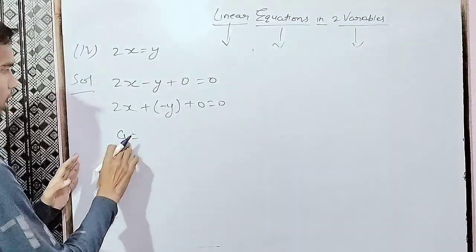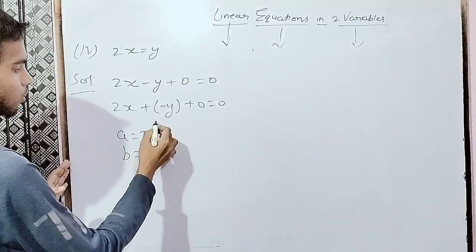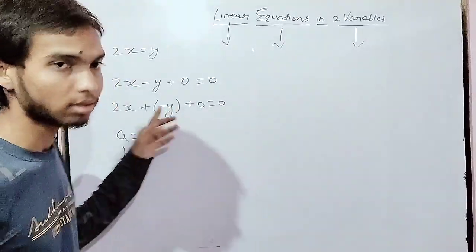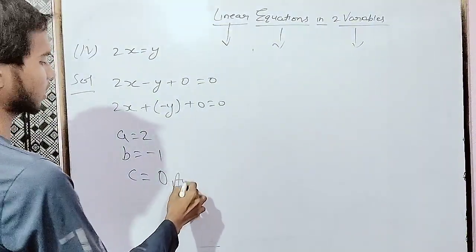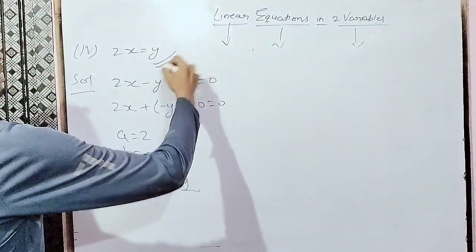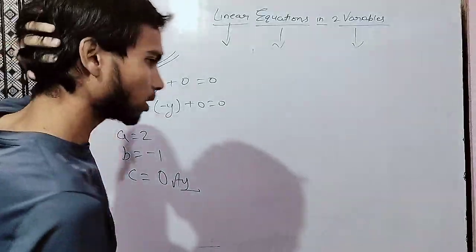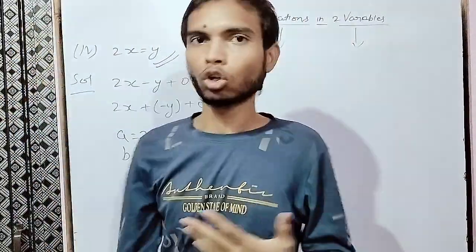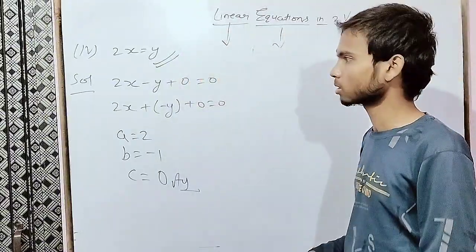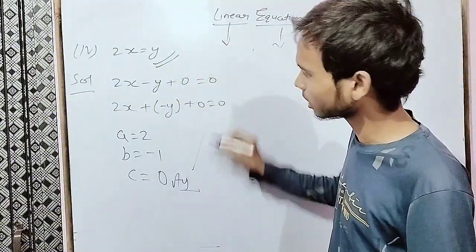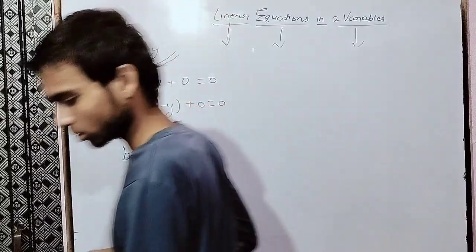Now in place of a is 2, but in place of b is how much? 1 is added, you know. So minus 1. In place of c is 0. Like that. Like that, this question also can be told with coefficient numbers and constant numbers. That's all. Okay.